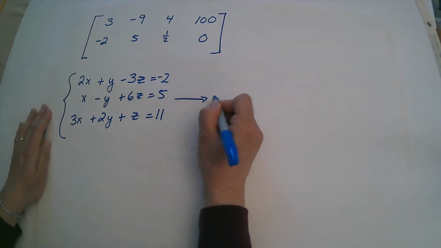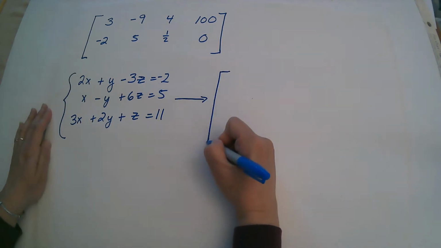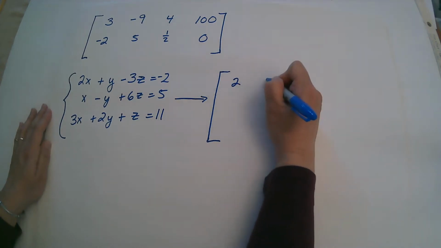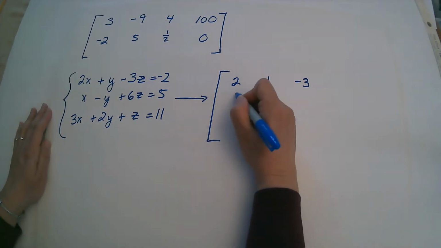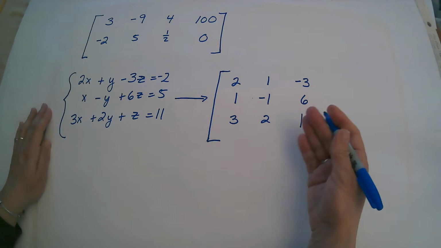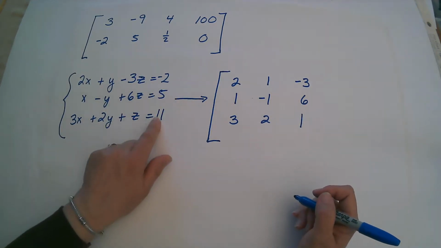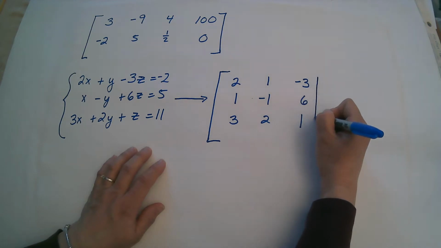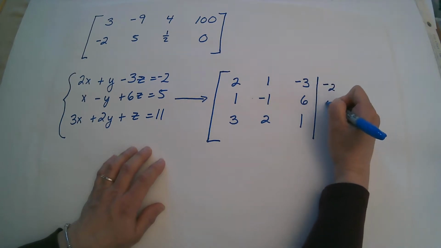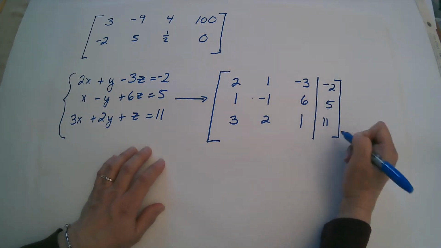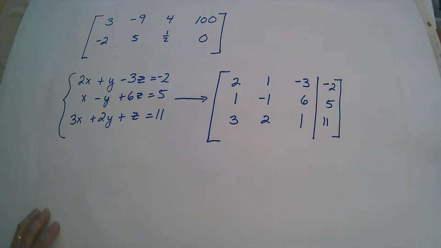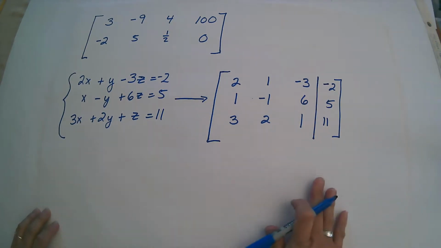We can write what's called an augmented matrix by simply writing the coefficients of each of the variables in our matrix. So I would have 2, 1, -3, 1, -1, 6, and 3, 2, 1 over here in this matrix. But I also want to include the constants. And I'm going to draw this vertical line here to separate the constants from the coefficients and have -2, 5, 11. So this augmented matrix represents this particular equation. And of course, if we had an augmented matrix, we could go back to the system.